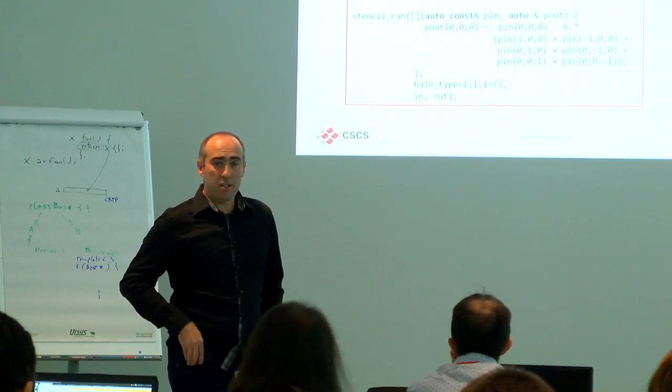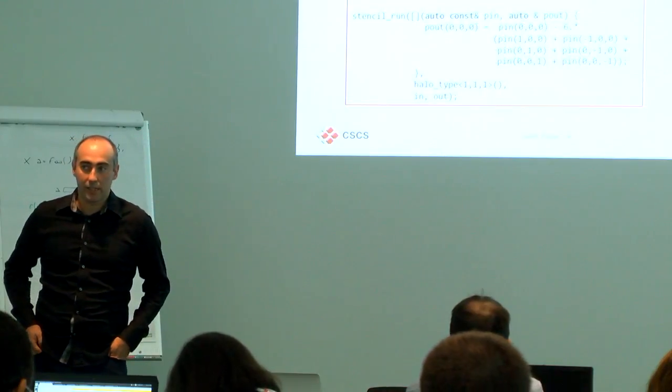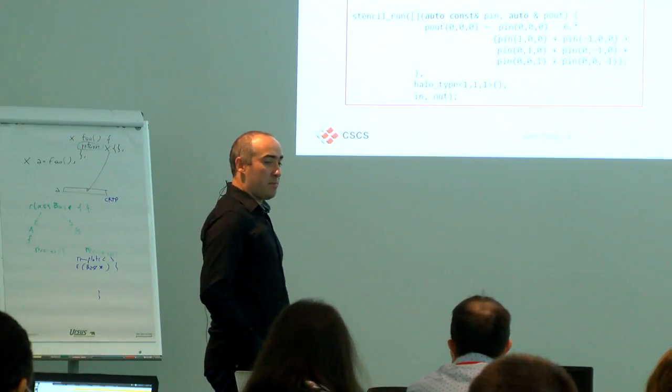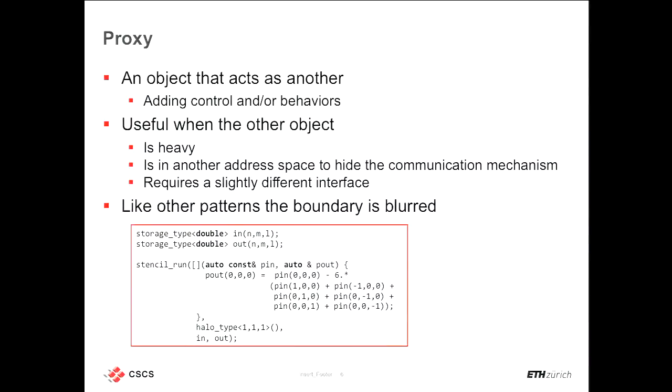What is a proxy? A proxy is an object that behaves like some other object. And sometimes it adds behaviors, functionalities and control, but it's basically something that appears to be something other than what it is. So, for instance, this is useful if you have an object which is very heavy to copy, and you have to use some by-value function, and you pass a proxy to that object, which contains a reference to the heavy object. So you can copy the lightweight object.